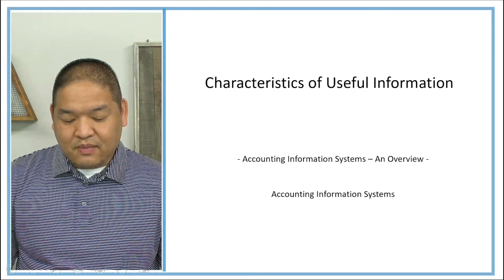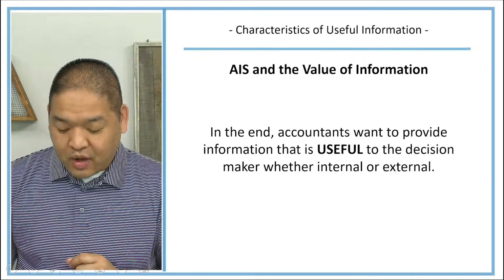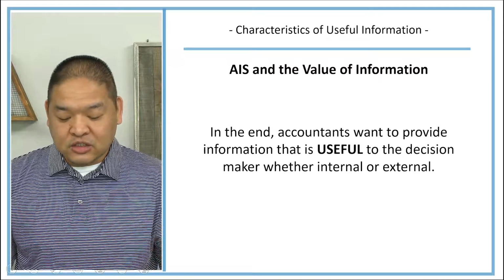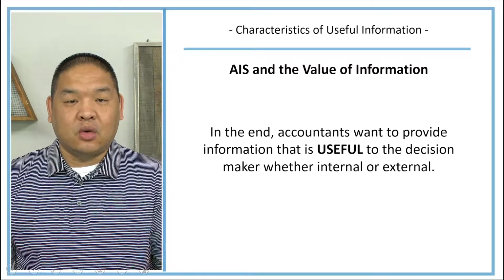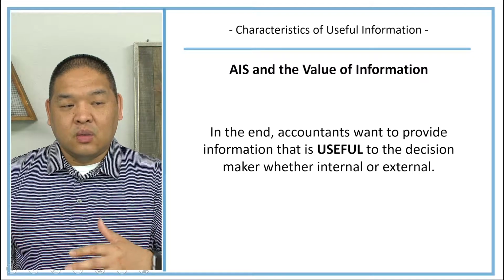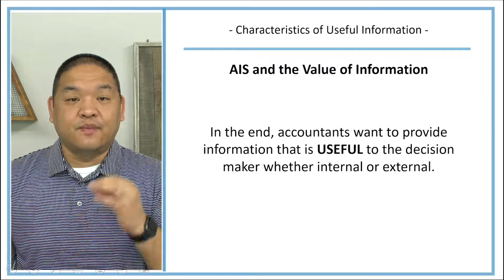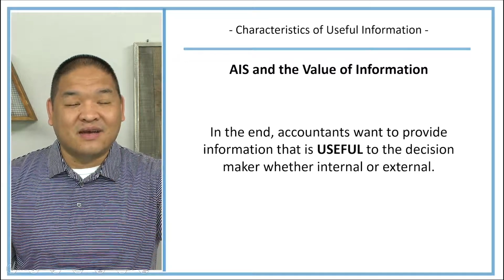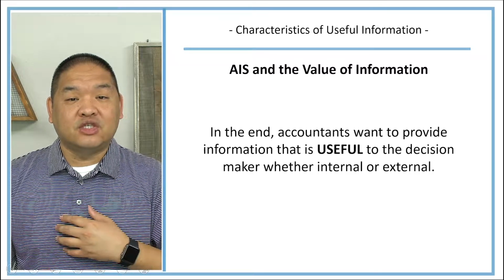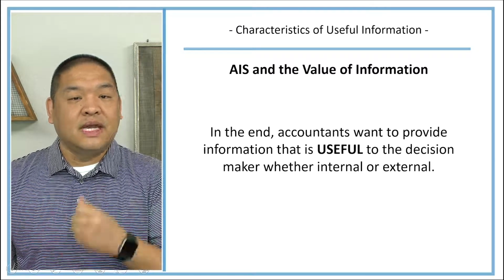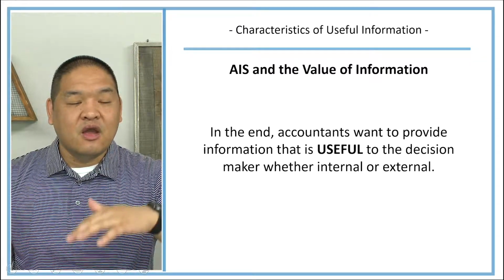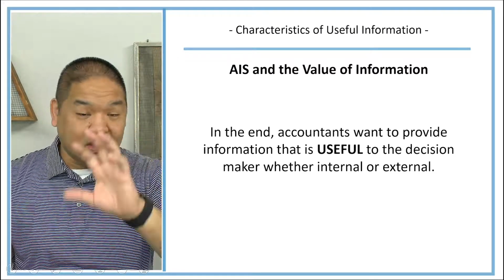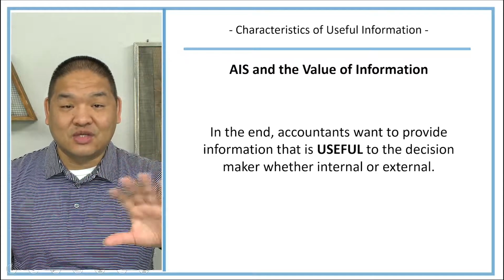So let's get started by reviewing what we talked about in a prior lesson. In the end, accountants want to provide information that is useful to the decision maker, whether internal or external. So remember that we're going to provide information to 2 parties, really. We've got external users. Those are investors, bankers, the government. And we're also going to provide information to internal users. Internal users would be employees, management, board of directors, although some would say board of directors is also external. They are. But some board of directors are internal, so we want to make sure we cover that.